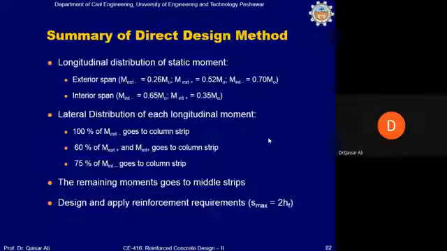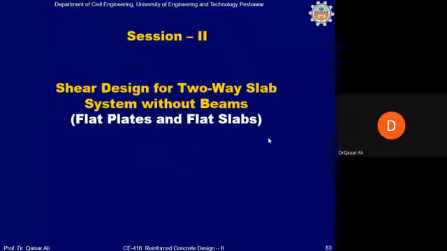Then the longitudinal distribution of static moment is carried out according to the coefficients given on this slide. A lateral distribution is also done according to the coefficients given, and the remaining moments go to the middle strips, and we design and apply the reinforcement, with the maximum spacing being less than or equal to twice the thickness of the slab.